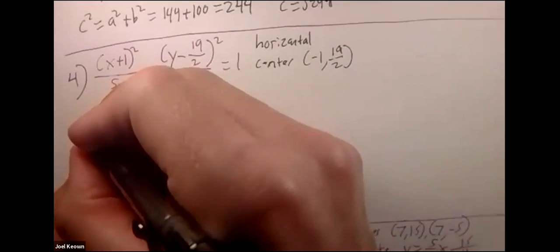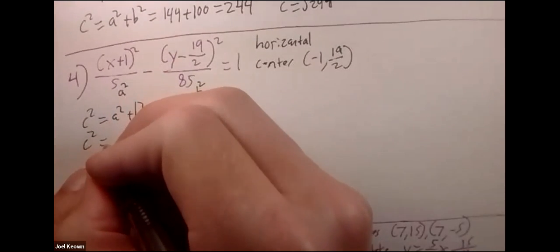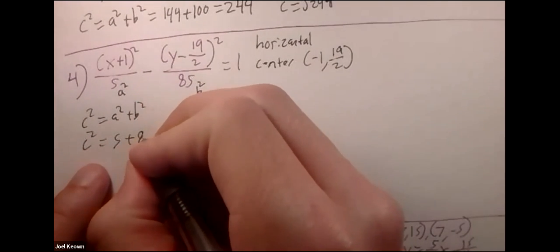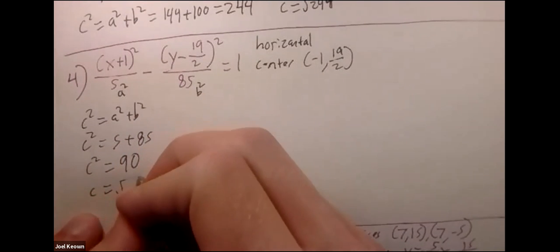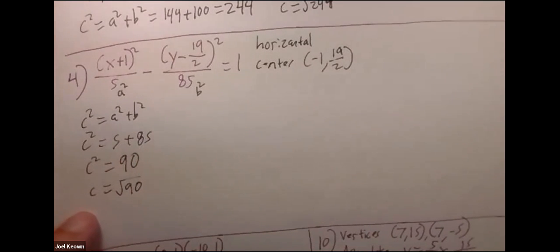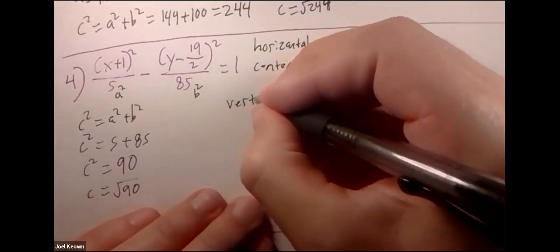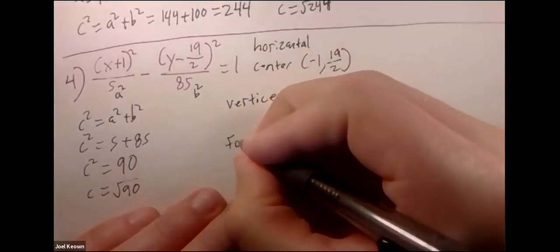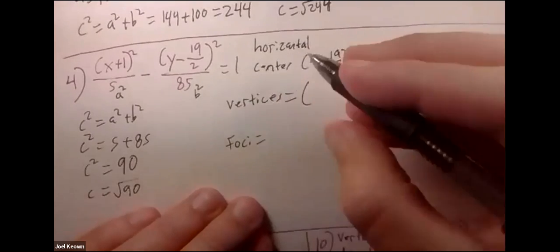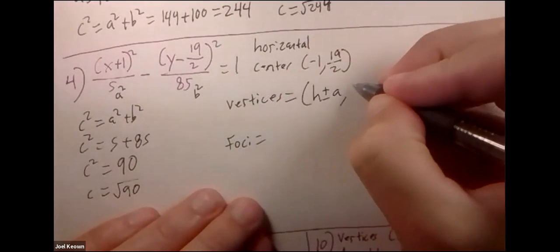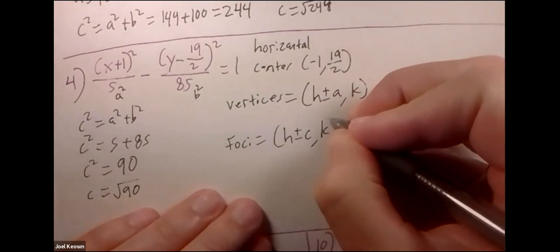I want to find out what c is. c squared is a squared plus b squared. 5 plus 85, so c squared is 90. So c is the square root of 90. Okay? So what are my equations for vertices and for foci? Vertices for horizontal is going to be h plus or minus a, comma k. Foci, h plus or minus c, comma k.